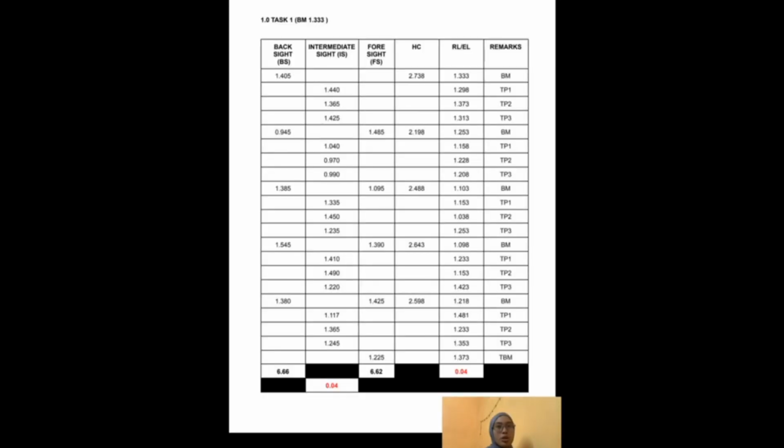Assalamualaikum and greetings. My name is Shahira binti Hawa, AP210278. We present lab report 4. Lab report 4 is divided into two tasks, namely task 1 and task 2. Task 1 is about calculation using height of collimation, with data from lab report 2. To calculate task 1, there needs to be backsight and intermediate sight.